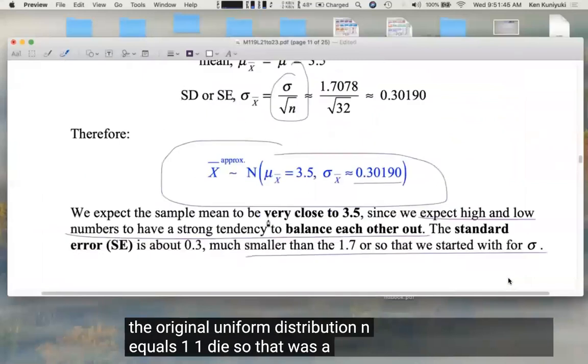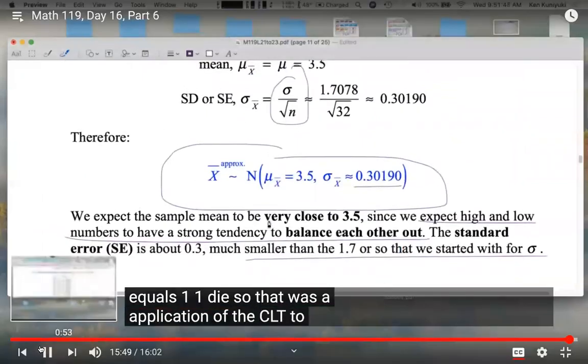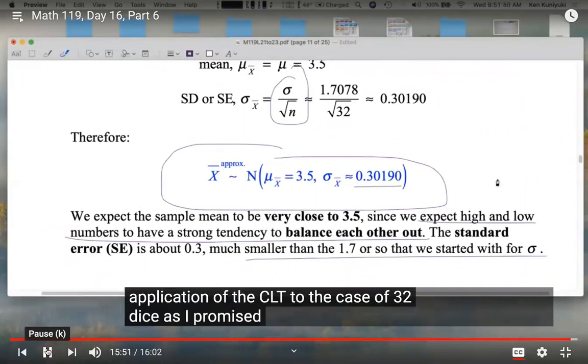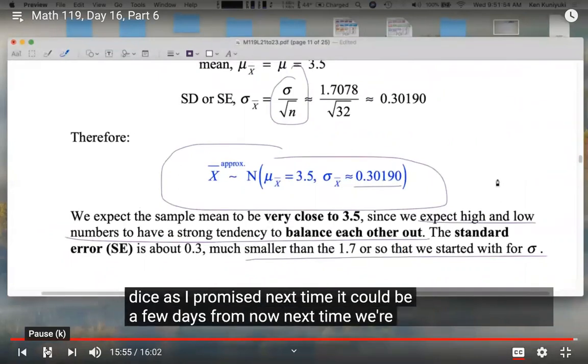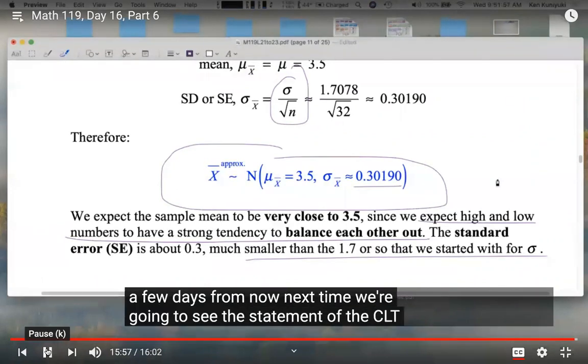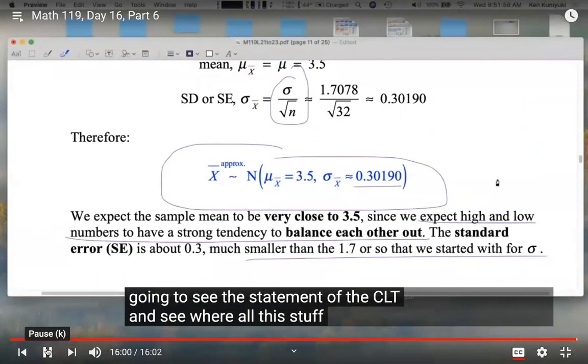So that was an application of the CLT to the case of 32 dice. As I promised, next time, it could be a few days from now, we're going to see the statement of the CLT and see where all this stuff came from.